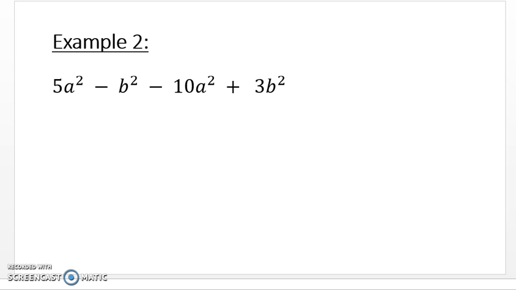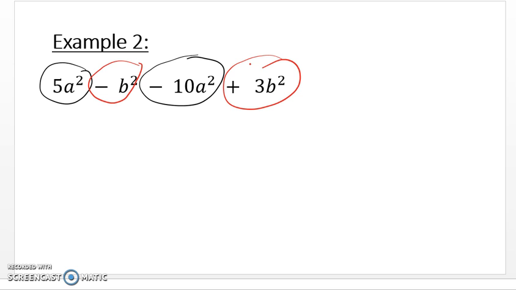Here we've got some like terms. We've got 5a squared, and we also have minus 10a squared because we can see they have the same letter and the same power. And I've got minus b squared and plus 3b squared. So let's combine our like terms. We've got 5a squared minus 10a squared. So we're talking about a squareds here. Students will often change the powers when they're adding and subtracting, but we don't. In this case, we're talking about a squared. If I had 5a squareds and I took away 10a squareds, I would have minus 5a squareds. I'd go into the negatives because I'm taking away 10.